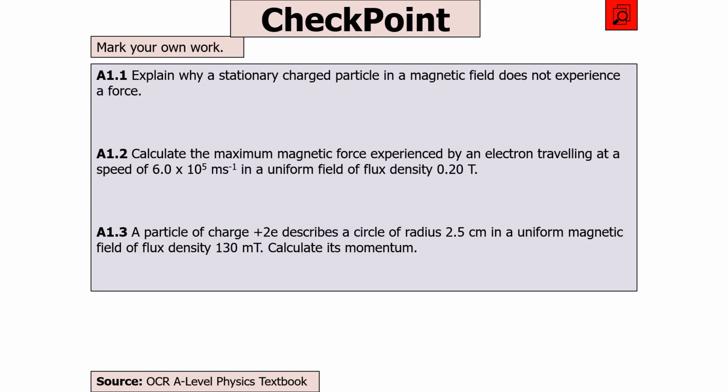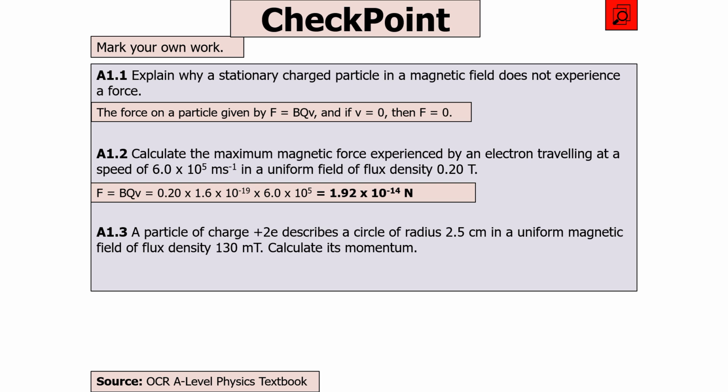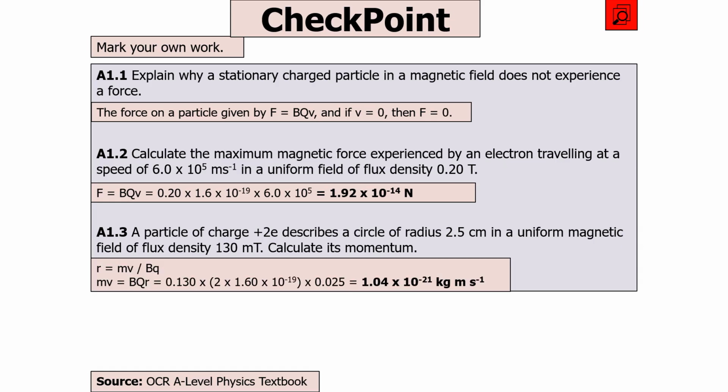In this first one, the force is given by F equals BQV. So v is 0, F will be 0. Again, the second question, F equals BQV. We pop in all the values. Remember, the charge of an electron is 1.6 times 10 to the minus 19, so it's 1.92 times 10 to the minus 14 newtons. And then finally, r equals mv over bq, so momentum is mv, so mv equals bqr.